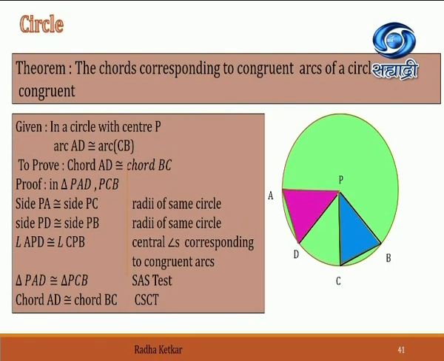Now when we look at these two triangles, we can say PA is congruent to PC, radii of the same circle. PD is congruent to PB, again radii of the same circle. And the angle formed at P, that means angle APD and angle CPB, is going to be congruent, because this particular angle is due to the arc which is formed, and these arcs are congruent, that is given. So the central angles will also be congruent. That's why by the SAS test these two triangles will be congruent, and the corresponding chords AD and BC will be congruent.